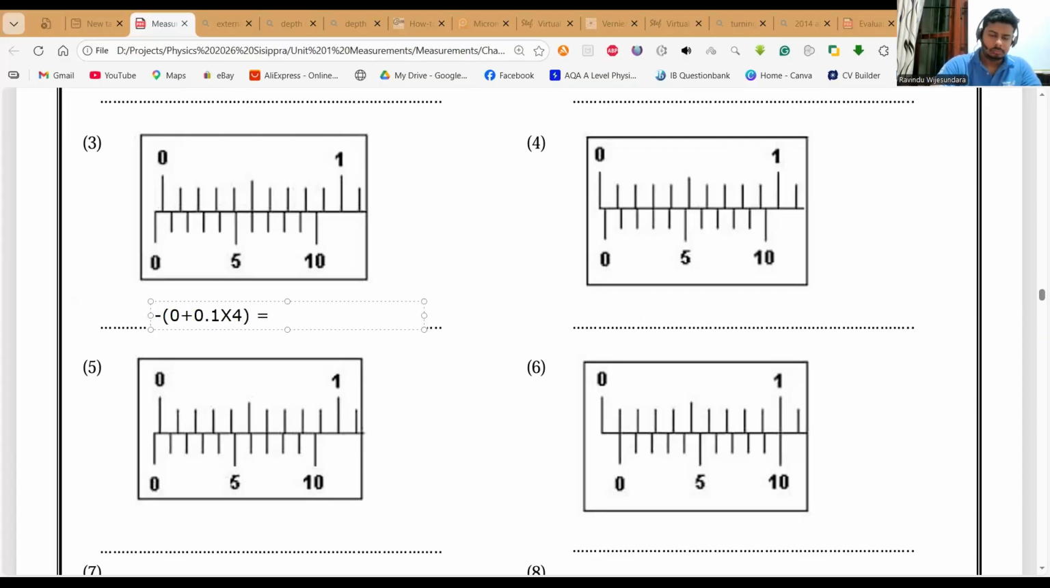Therefore, negative 0.4 millimeters is the zero error here, because this is the zeroth, 1, 2, 3, 4. The fourth one is the coinciding one. Now, if you come to here, this is a positive zero error because the vernier zero is located on the right-hand side of the main scale zero.